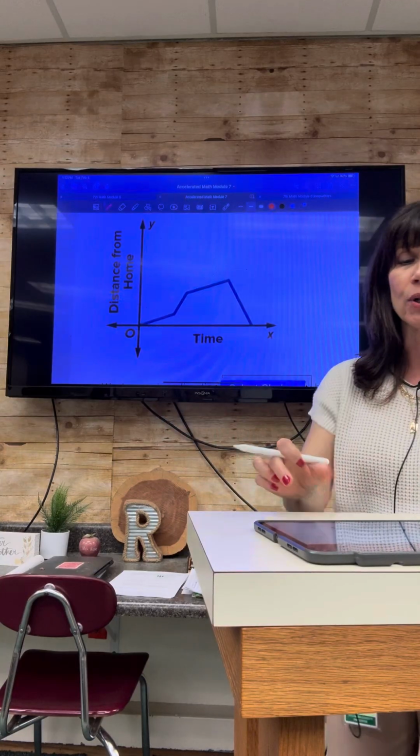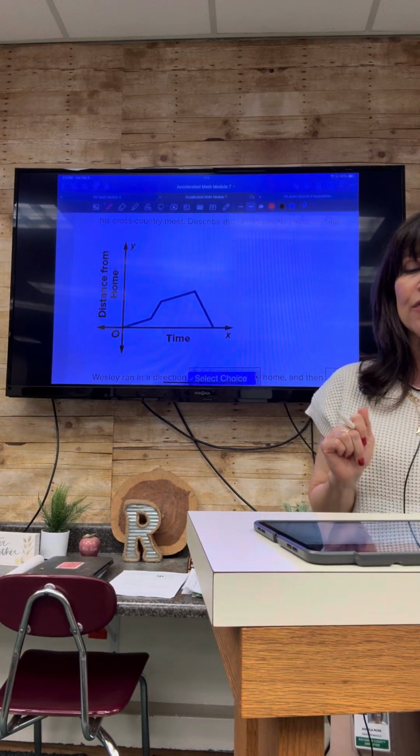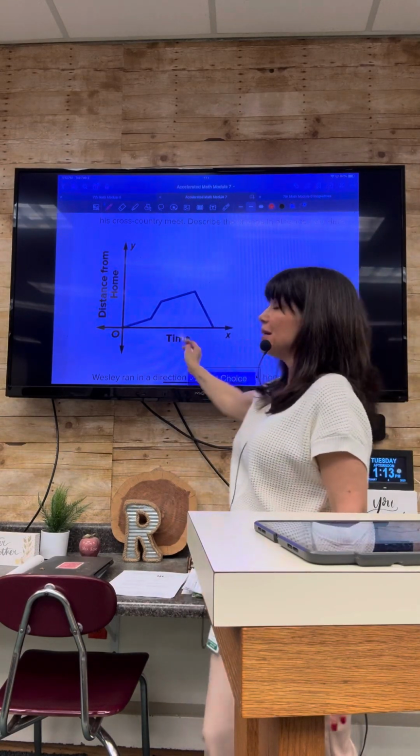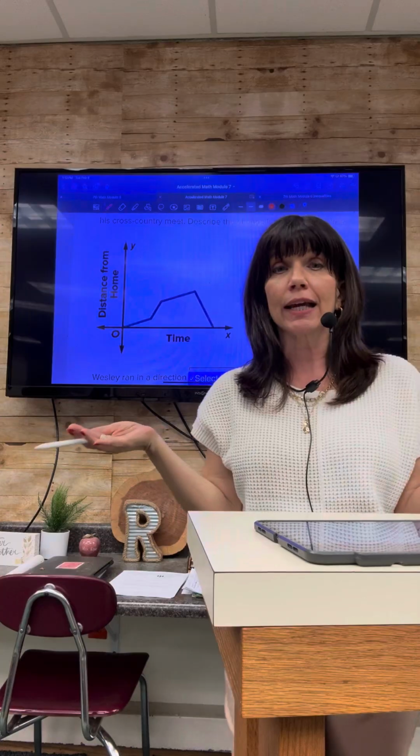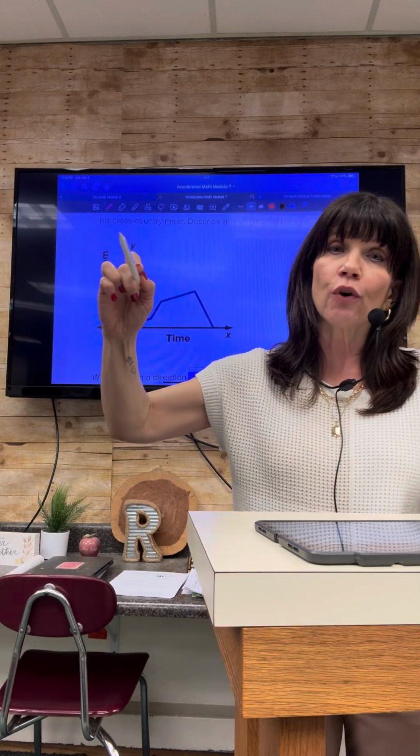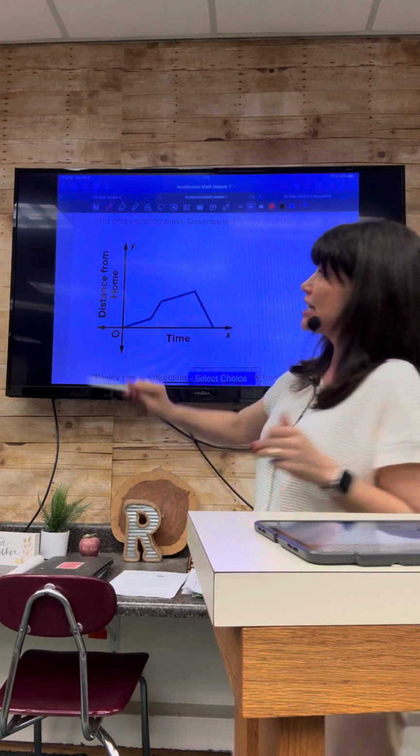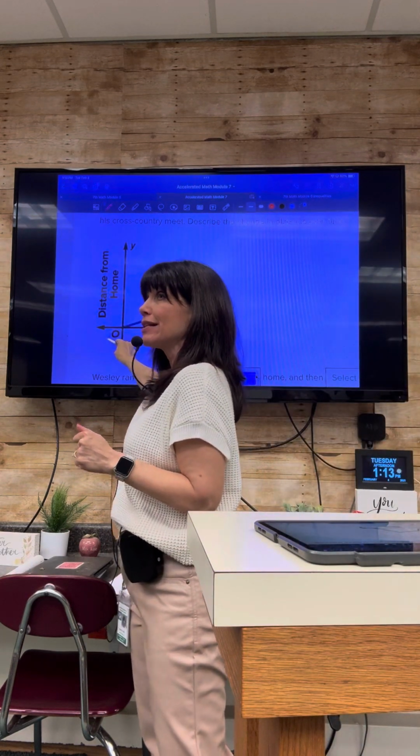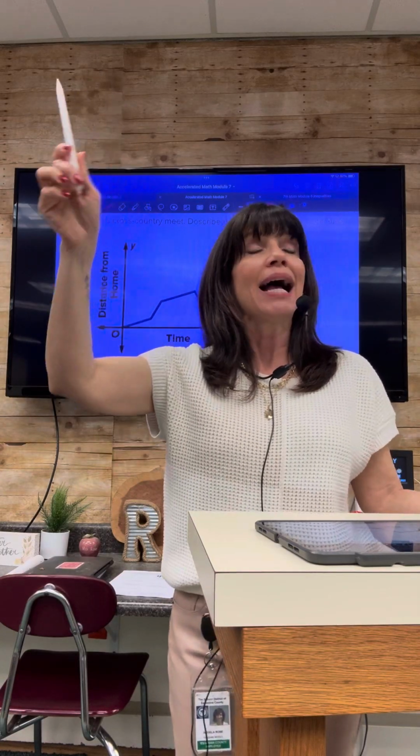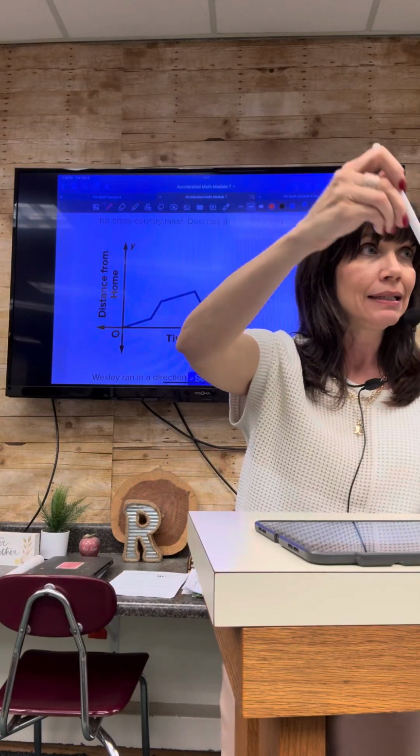Take, for example, this one with item number 1 on tonight's homework. This is distance from home on the y-axis. This is time. It doesn't say in seconds or minutes or anything. It's just time. As time passes, you would go further to the right on your graph. As distance from home increases, you would go further what on your graph? Up. As distance from home gets less and less, you would come back down.